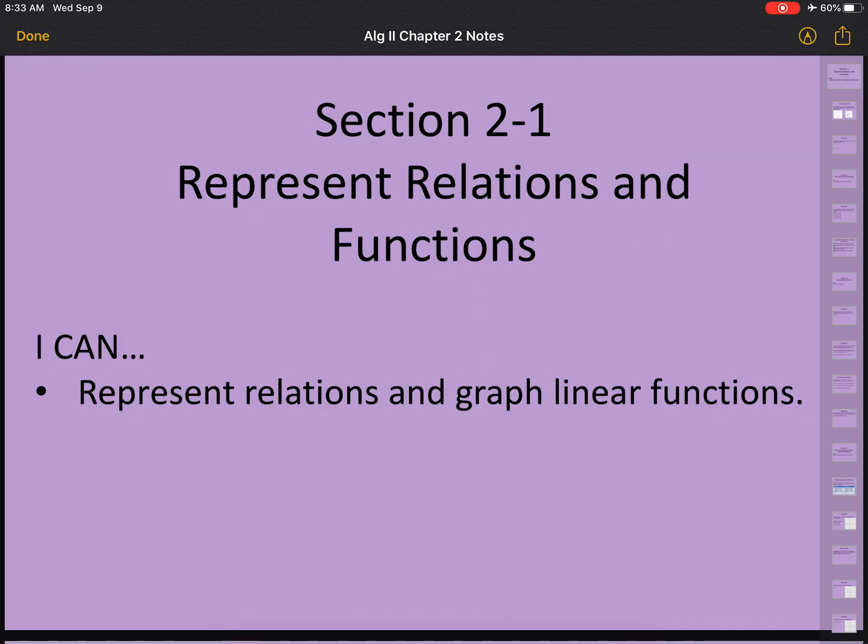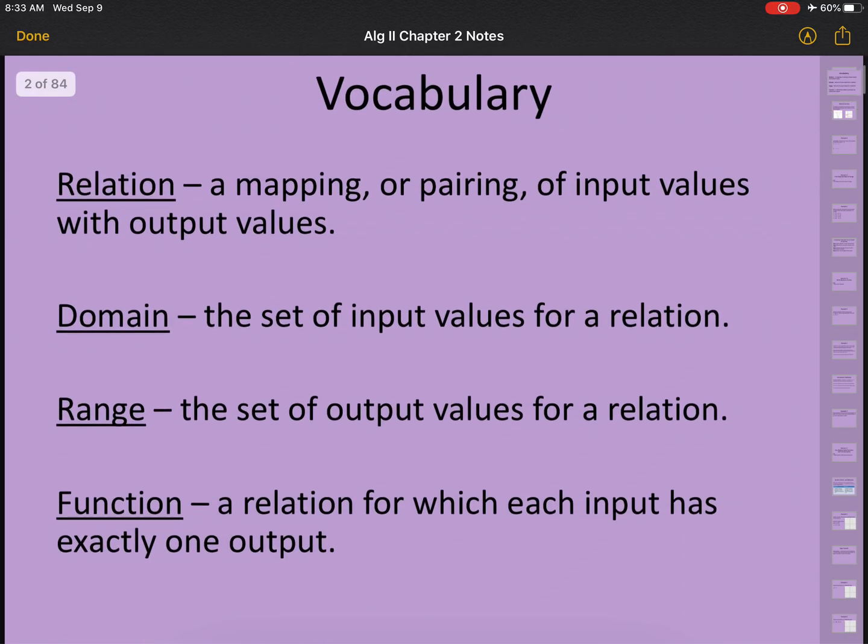Alright guys, this is section 2-1. Our goal here is to be able to represent relations and graph linear functions. A little bit of vocab. A relation is a mapping or pairing of input values with output values.